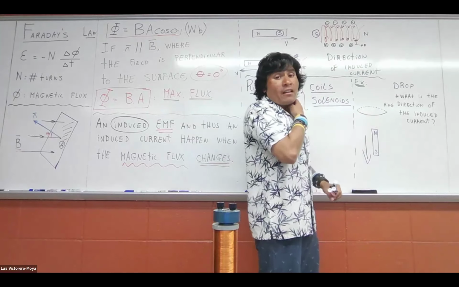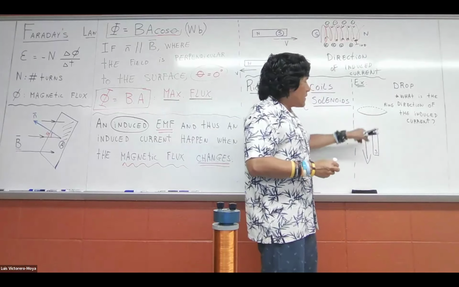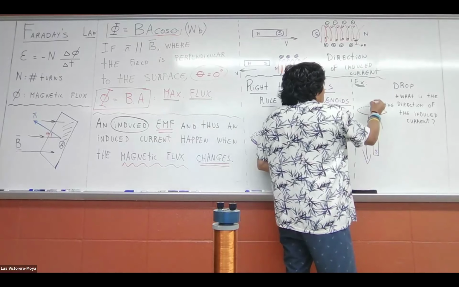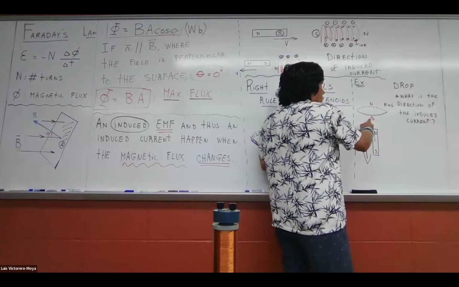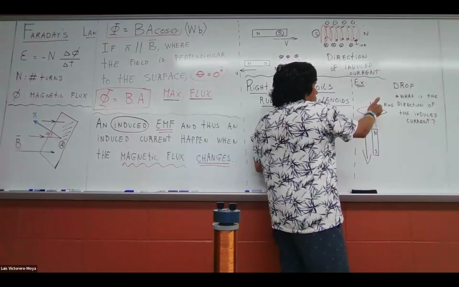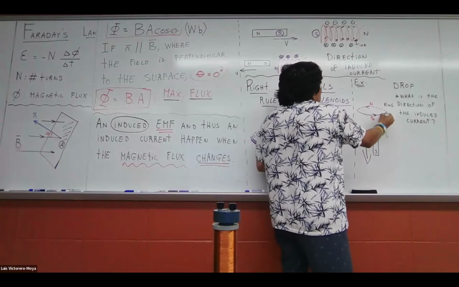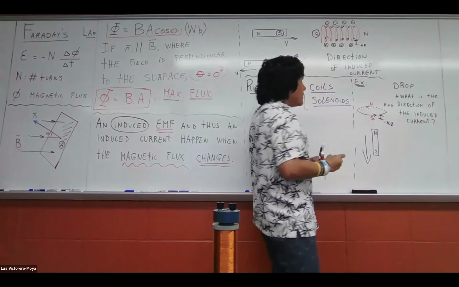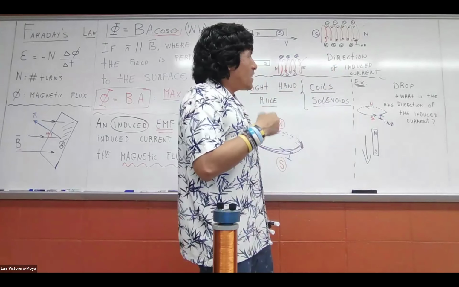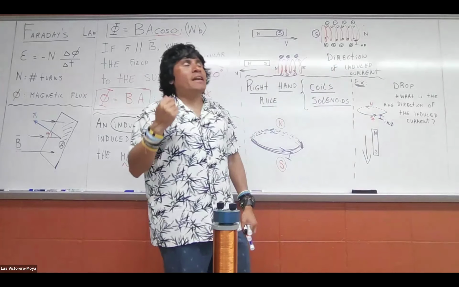The ring is going to induce a field to try to bring the magnet back. If that's the north, that's the south. This will be the south, this will be the north, because this attracts the north. So now my current will go the opposite way, counterclockwise. Like that. Okay, that's how you determine directions for both the north and the south pole and the direction of the induced current.